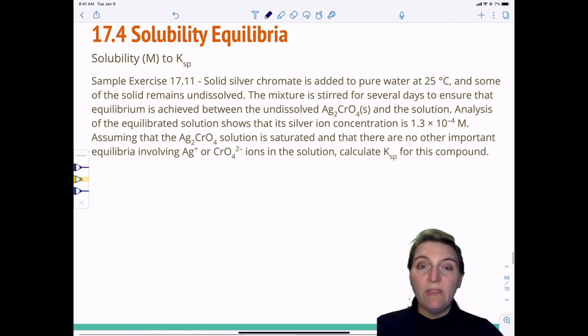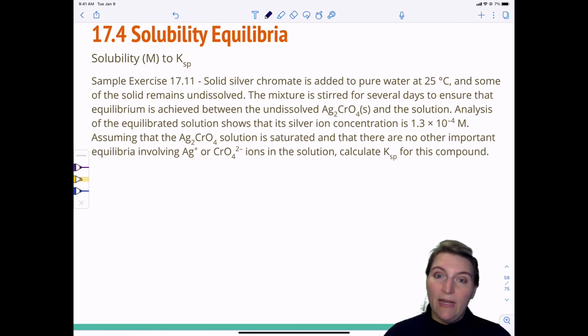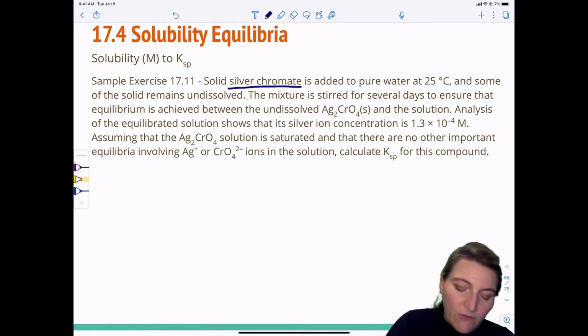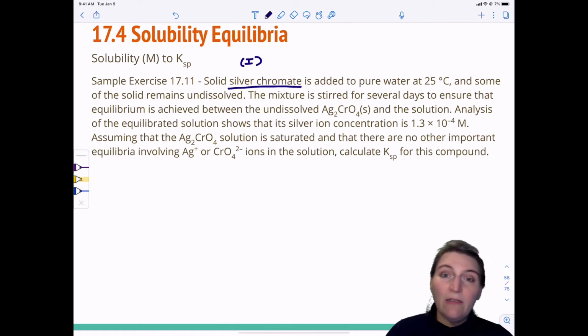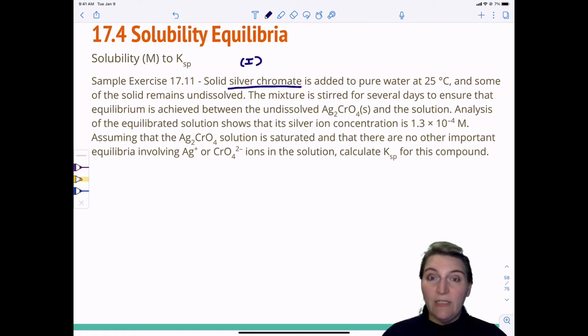So this first problem is going from molarity to KSP, going from molar solubility to KSP. So solid silver chromate. Remember, silver is always a 1+ ion, so we don't often need to put the Roman numeral in there, but it is always +1.